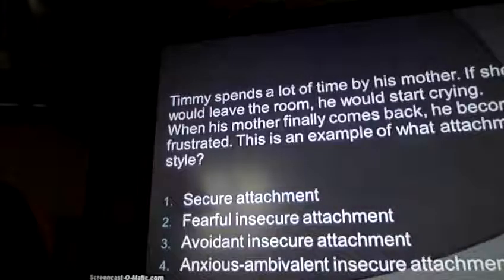So for this example, Teeny spends a lot of time by his mother. If she would leave the room, he would start crying. When his mother finally comes back, he becomes frustrated. This is an example of what attachment style? This is an example of the anxious, ambivalent, insecure attachment.